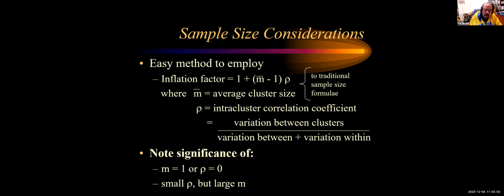Notice that what really matters here is not so much rho, because rho, as I said, is going to be small. It's your cluster size. It turns out that the bigger the cluster size, which means a lot more people, right? If you have, say, 10 institutions and 100 people per institution, that's 1,000 people, right? You can see the larger the cluster size, the bigger the inflation. So what we try to do, if at all possible, is to have more clusters and fewer people per cluster so that this inflation factor doesn't get out of hand.